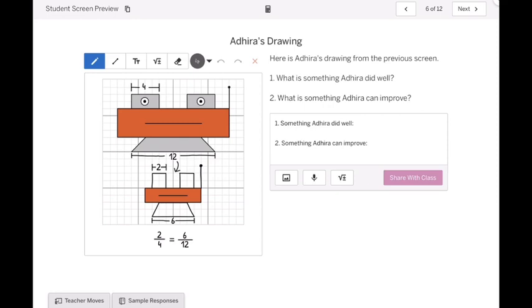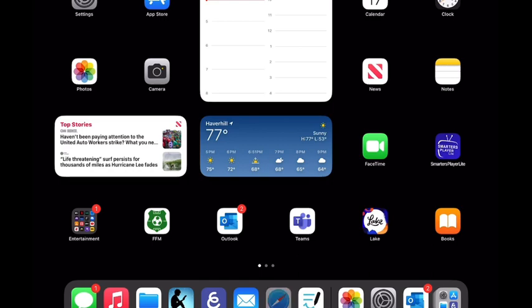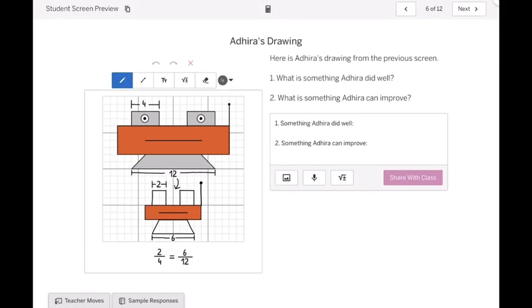So now we're looking at Adira's screen. So Adira, what did Adira do well? It looks like she did a good job showing her scale factors with 4 and a 2. 12 goes to 6, 2/4 and 6/12. What can she improve upon?